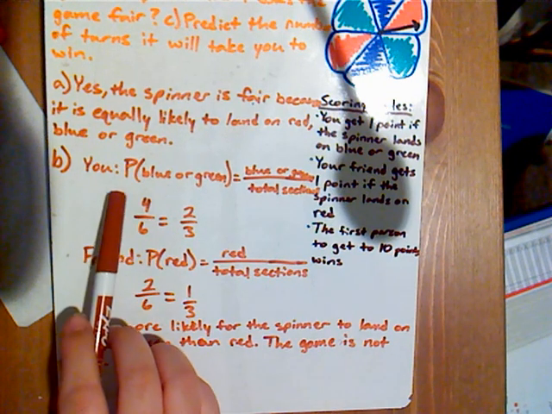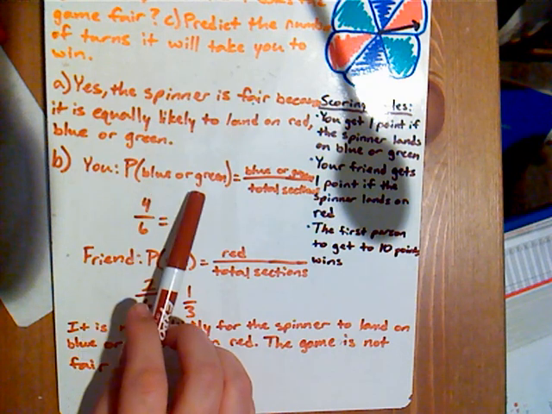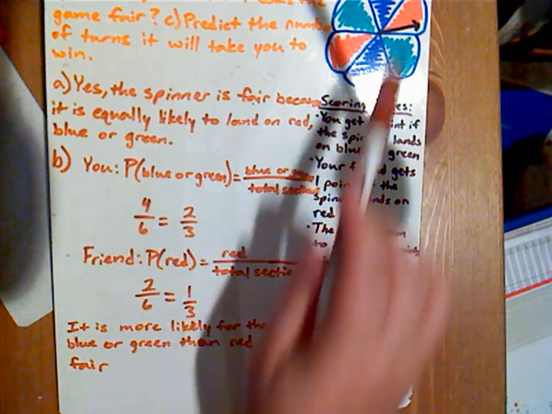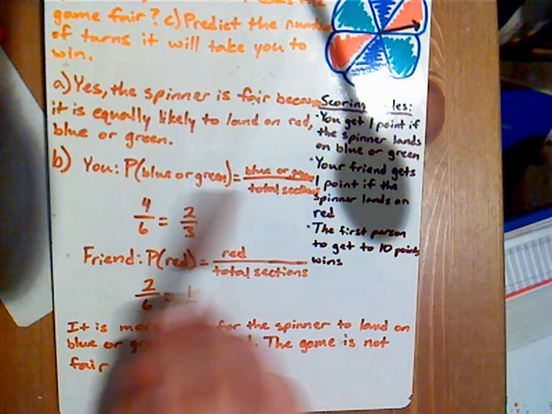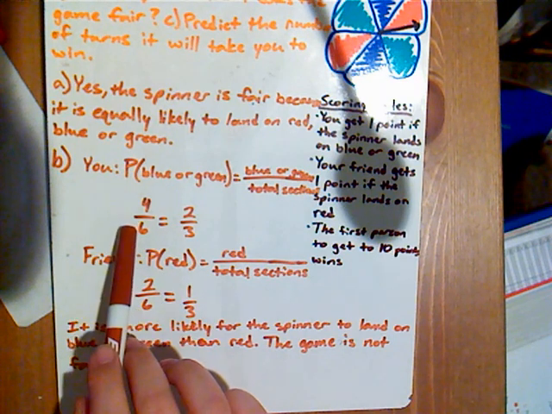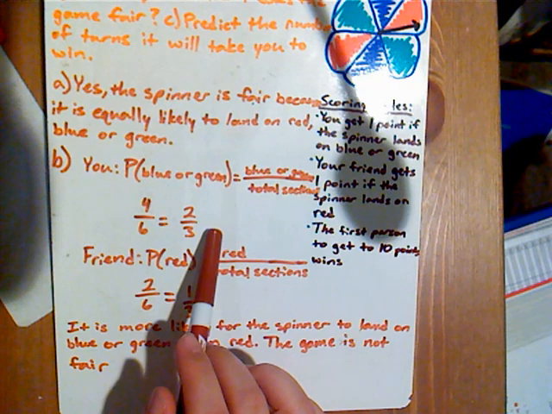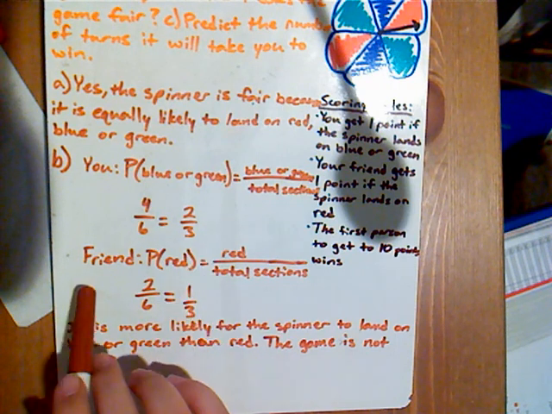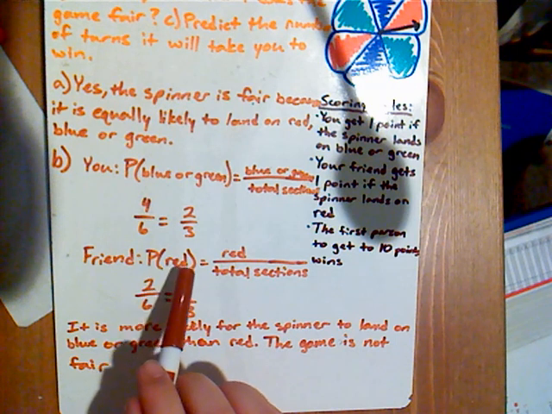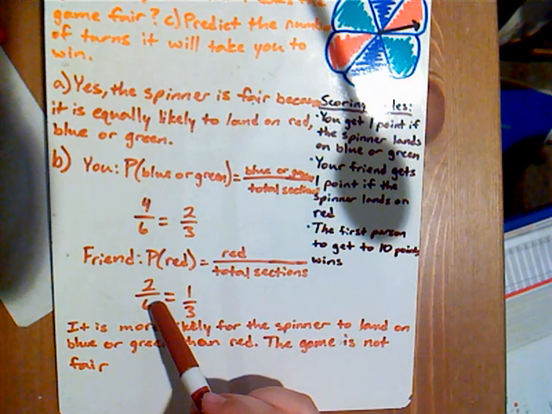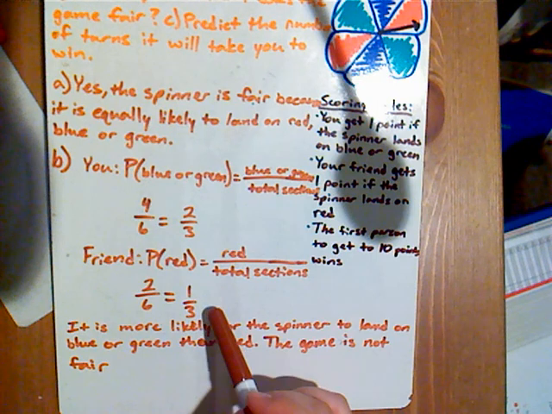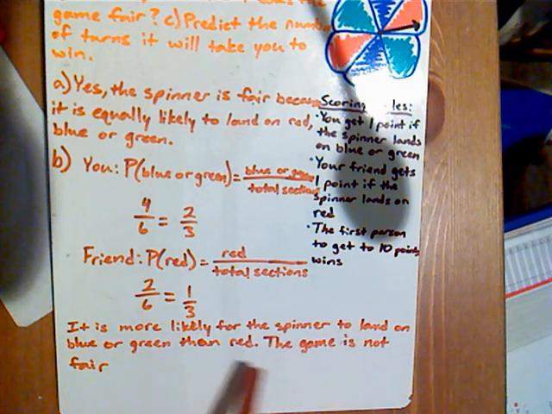So for you, P of blue or green: there's 6 sections on our spinner. Blue or green gives you 4 sections, our total sections is 6, and so that ratio is 2 to 3 once you reduce it. Your friend has a probability of landing on red, so red to the total sections, that's 2 to 6, and so when you reduce that, it's going to be 1 to 3. So it is more likely for the spinner to land on blue or green than red, and so the game is not fair.